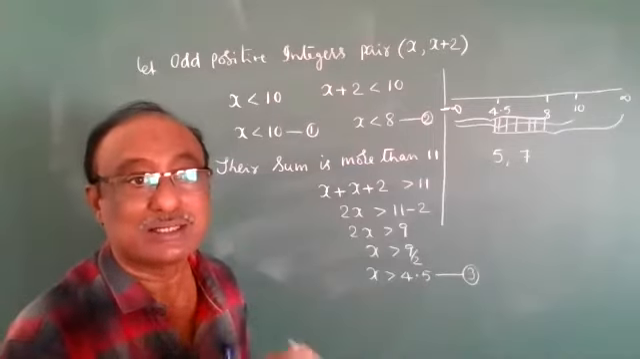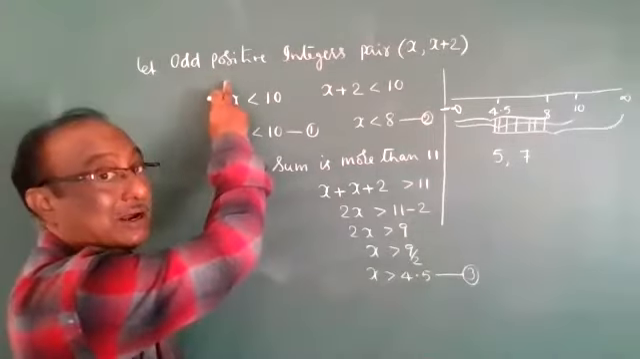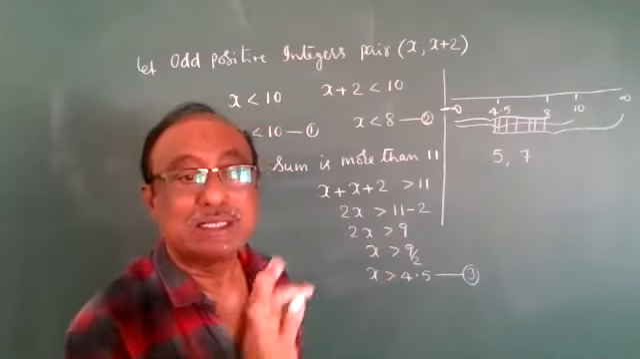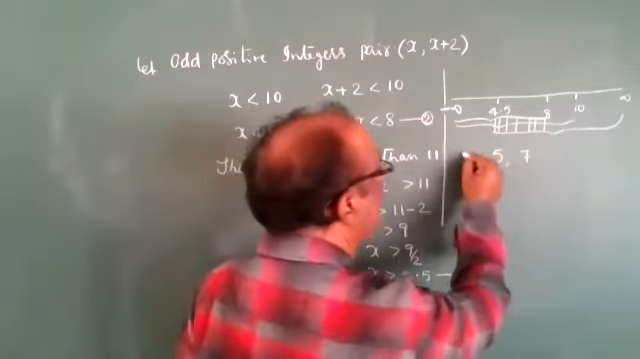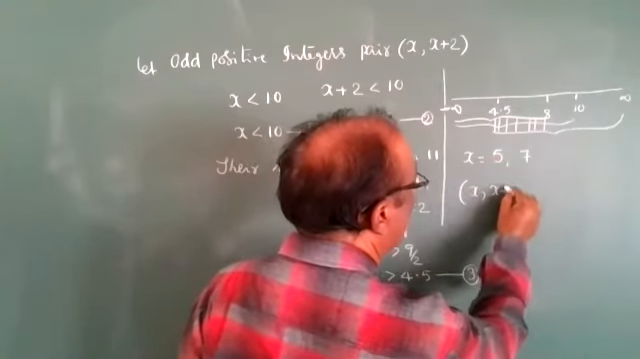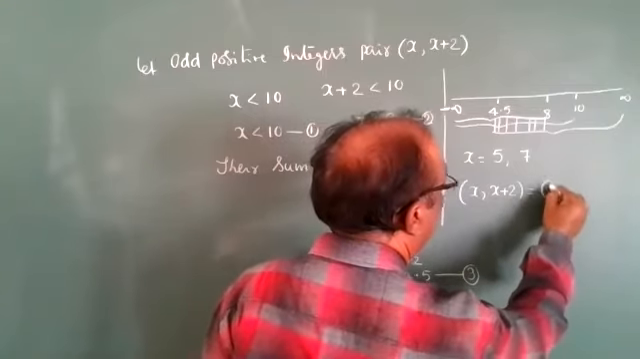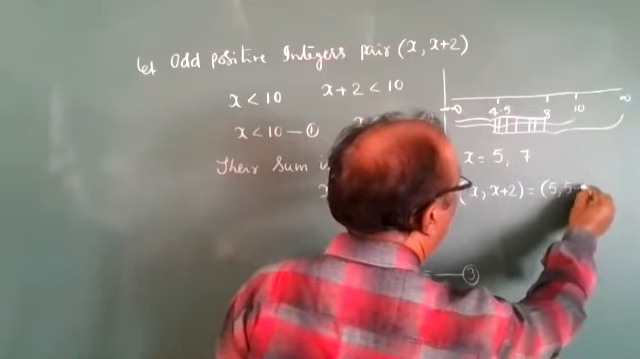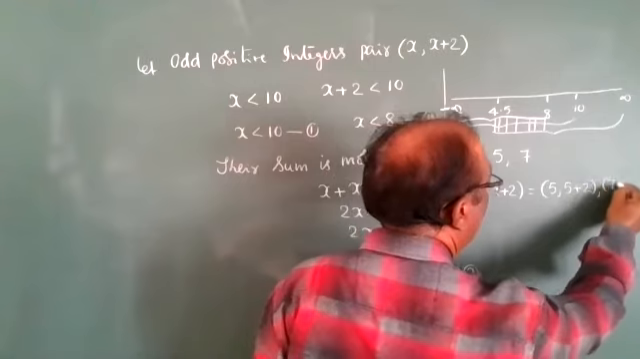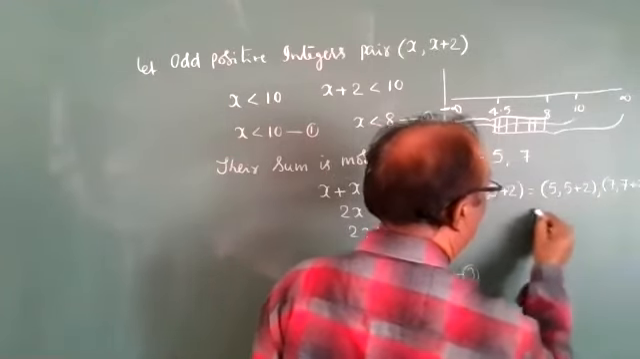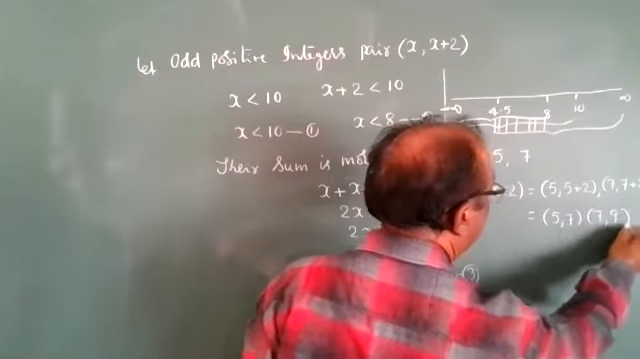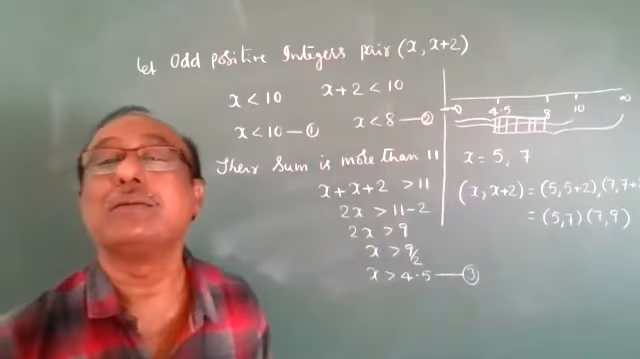Sir, 5, 6 are also there, no? Even numbers not. Odd positive integers. Above 4.5 and below 8, the odd integers are 5 and 7. Therefore, x is equal to 5, 7. Write down the pair: x comma x plus 2, that is 5 comma 5 plus 2. Second pair: 7 comma 7 plus 2. Therefore, the pairs are 5 comma 7 and 7 comma 9.